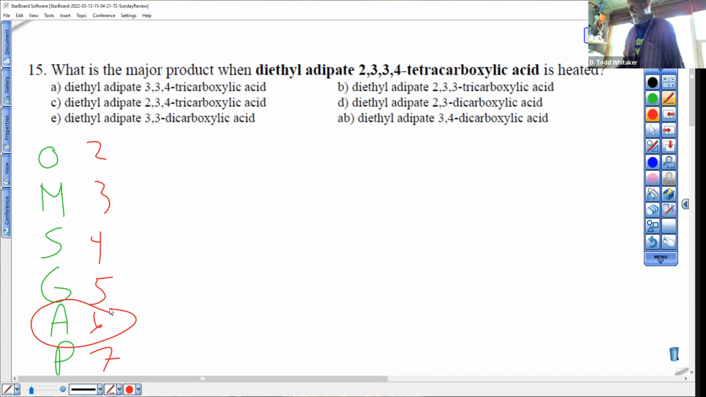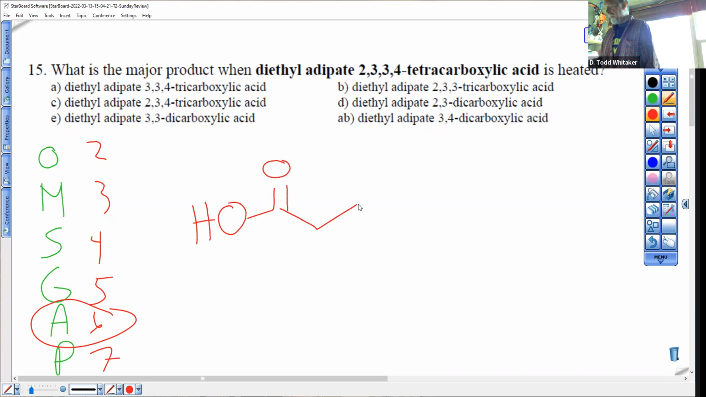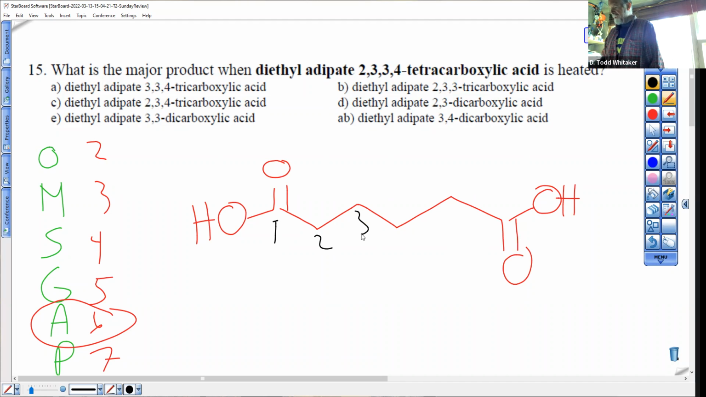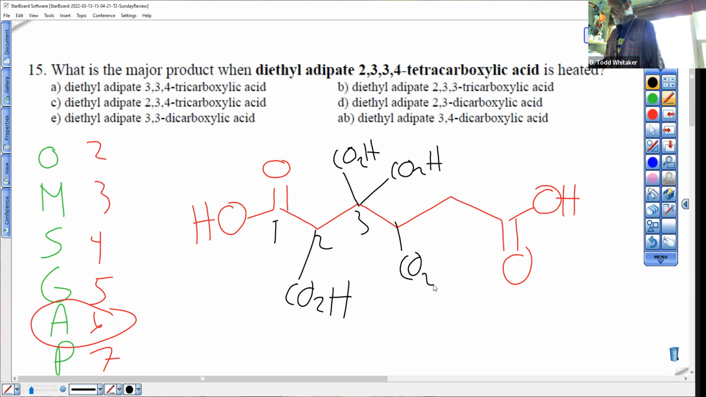6 carbon dicarboxylic acid. Carbon 1, 2, 3, 4, 5, 6. Position 2, 3, 1, 2, 3. There's a carboxylic acid here. There's two more here. And 1 more here.